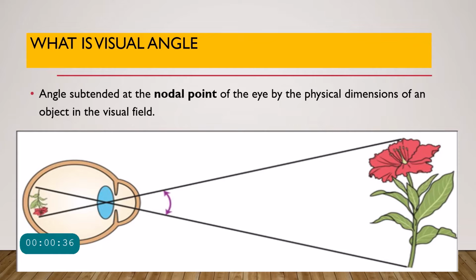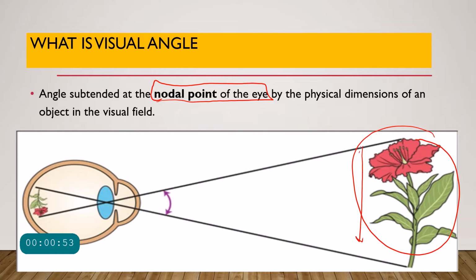The visual angle is the angle which is subtended by an object that we are looking at the nodal point of the eye by this object. So if this is the object present in the visual field, the physical dimensions of this object, in particular the height of this object, and also depending upon the distance at which this object is located, this object will be subtending an angle, or making an angle, at the nodal point of the eye, and this angle is referred to as the visual angle.